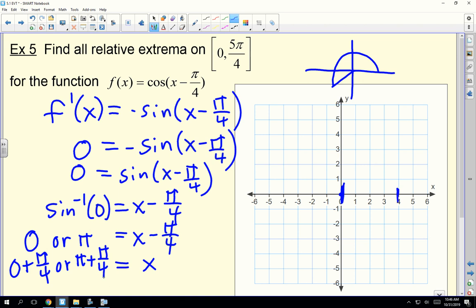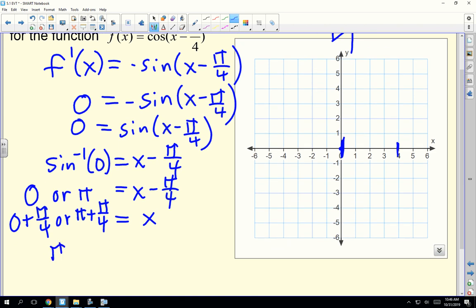So we've got 2 spots here. They are pi over 4 and 5 pi over 4, but here's the deal. Those are our critical points. But one of them is already an endpoint. So that's convenient. Here's what we have to test: pi over 4, 5 pi over 4, and 0. Those are the 3 points we have to test, so the 2 endpoints and all critical points. It just so happens that this is both an endpoint and a critical point.